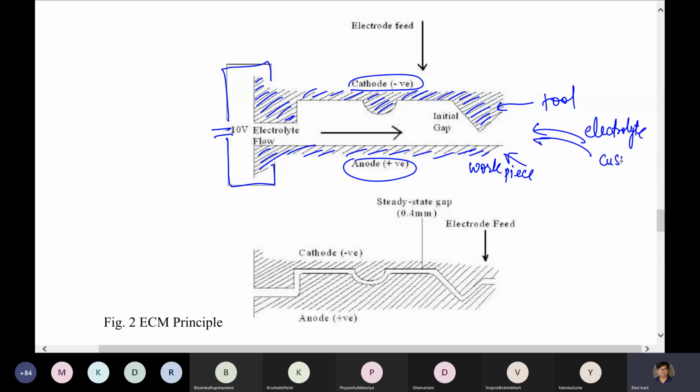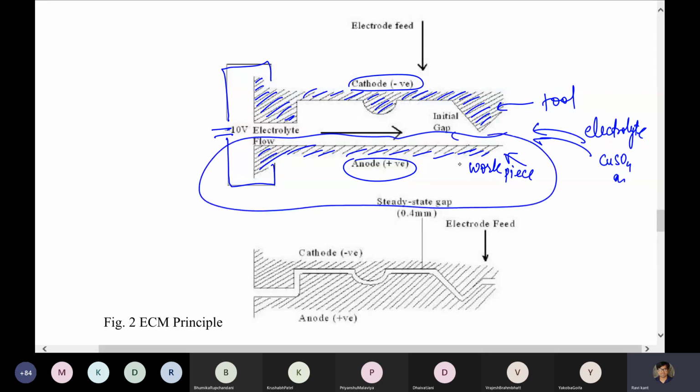such as CuSO4 solution, an aqueous solution, in this gap and flow through continuously. And once the electrolyte is given, the copper ions are going to be dug out. Copper ions, Cu2+, are decomposed into the solution and removed from the surface. Parallelly, this tool is going to be fed forward in this way in order to give a proper shape.